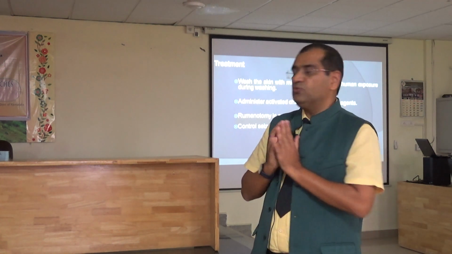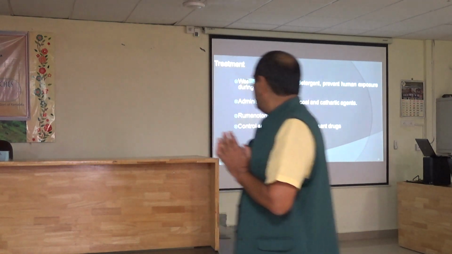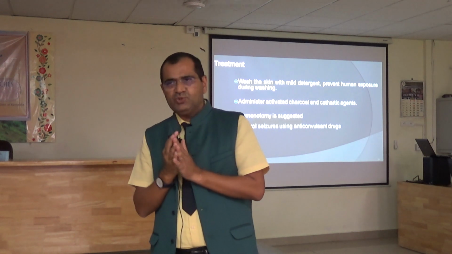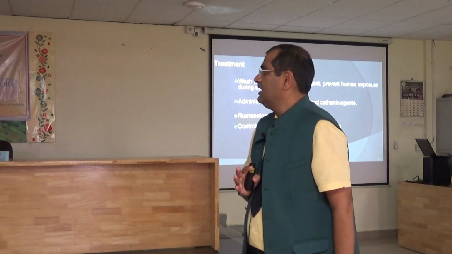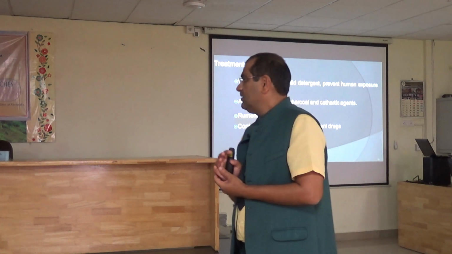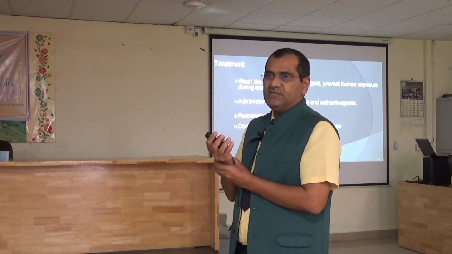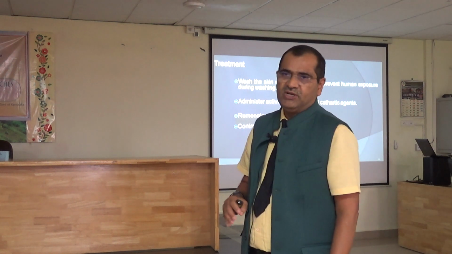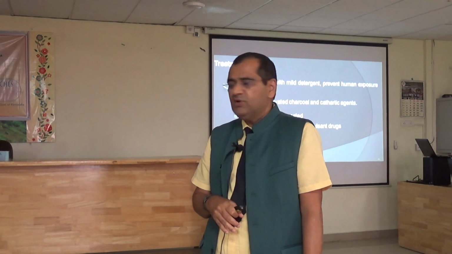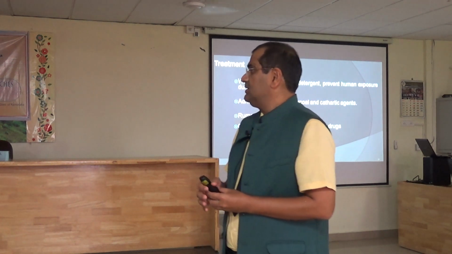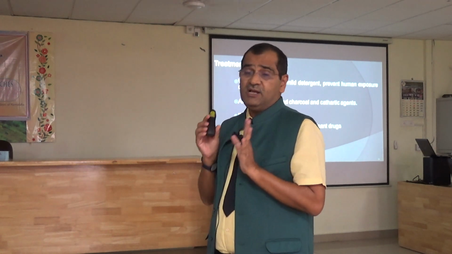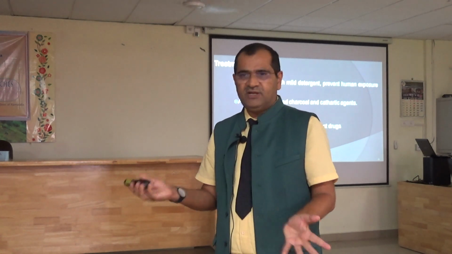The first and foremost line of treatment for any of the toxicities of insecticides or pesticides is to wash the animal with mild detergent, not strong detergent, and prevent human exposure during washing. That is number one. We have to wash the animal with water flowing in a pipe, or simply make some solution of soap and wash it thoroughly, so that further dermal absorption may be reduced to a higher extent.